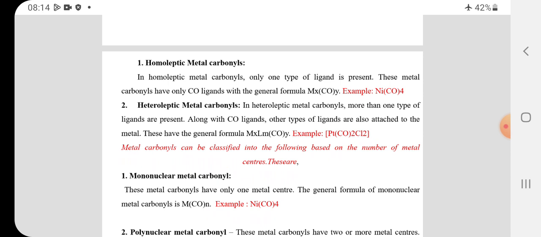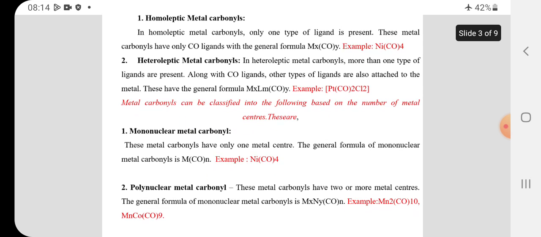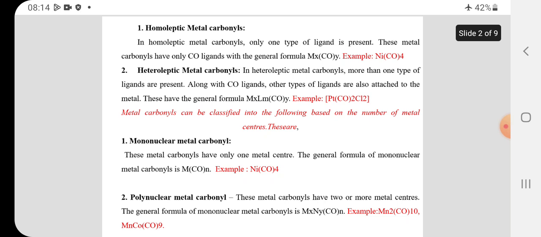The metal carbonyls are divided into two types, homoleptic metal carbonyls and heteroleptic metal carbonyls, based on the ligand. In homoleptic metal carbonyls, only one type of ligand is present. These metal carbonyls have only carbon monoxide ligands. The general formula is M(x)(CO)y. Example, tetracarbonyl nickel complex.